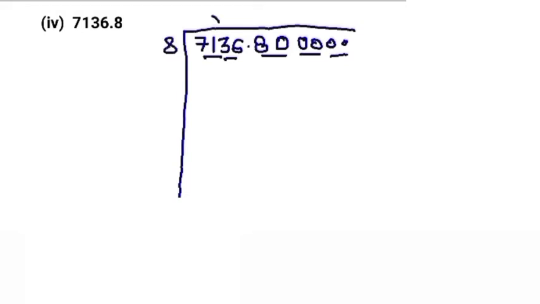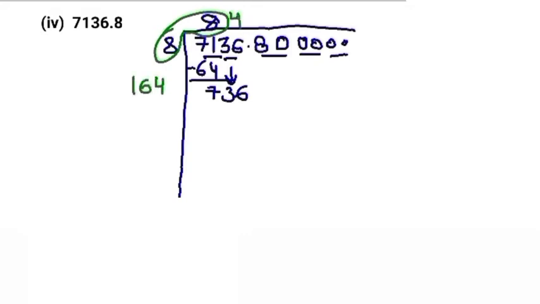8 8s are 64, subtract 7, copy down the next pair, 3 6, add these two, 8 plus 8 is 16, take 4, multiply by 4, 656, subtract, you will get 80.